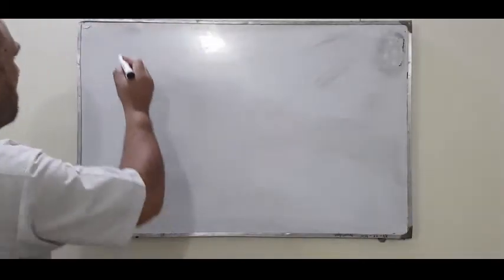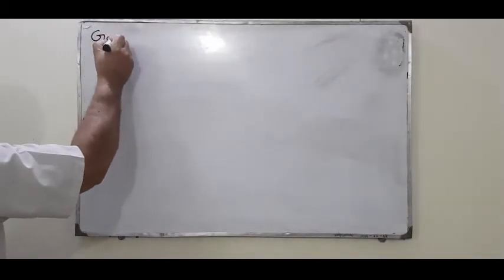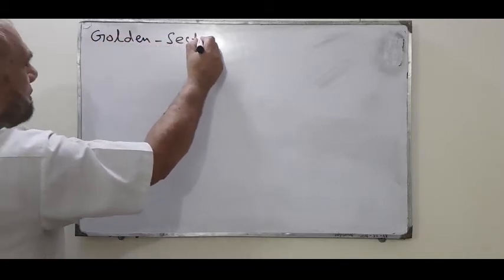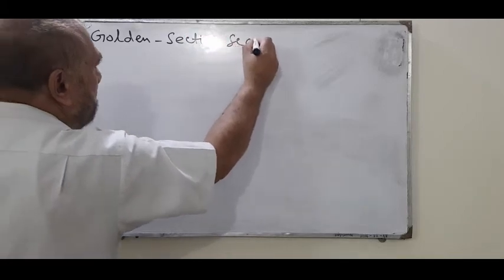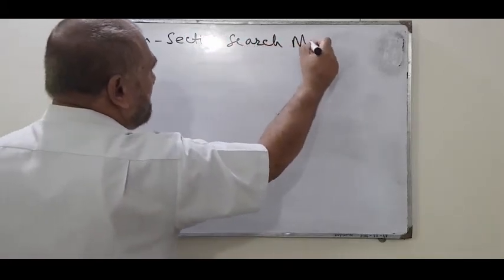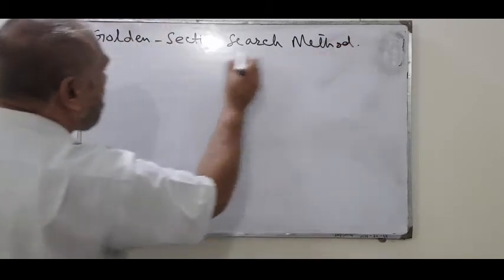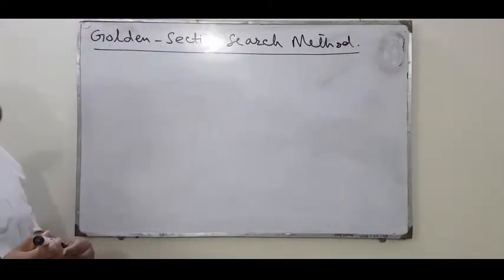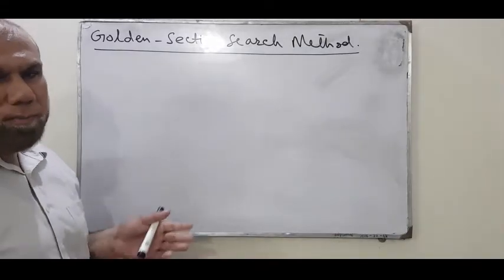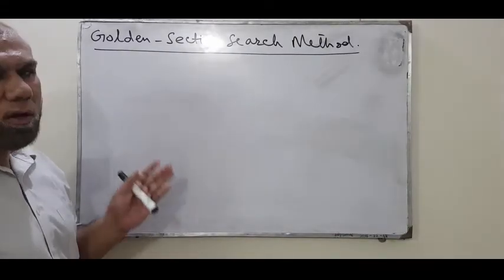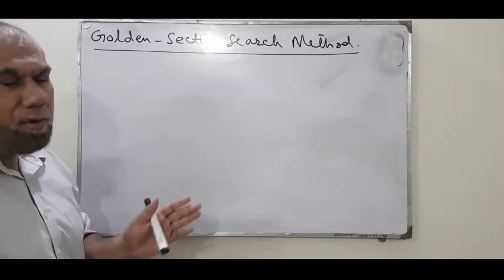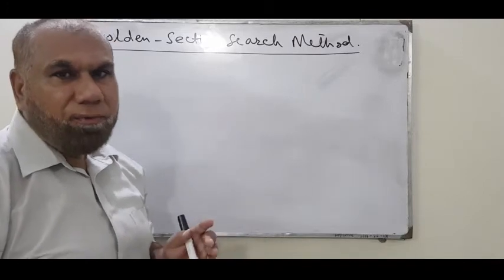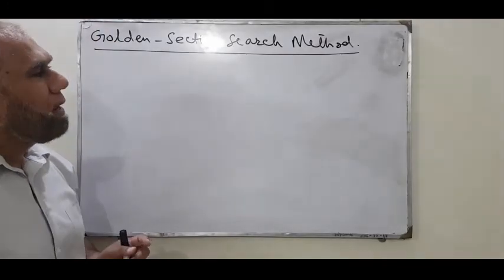The title of the method is the golden section search method. Here we will be using this method to approximate the optimum value of the function of a single variable. This is important here. This is the method used to approximate the optimum value of a single variable function.